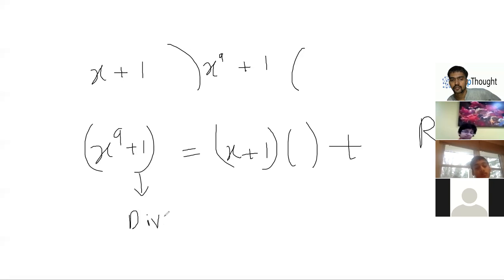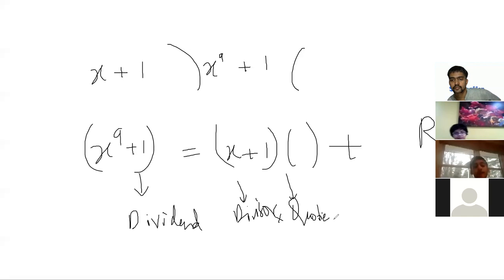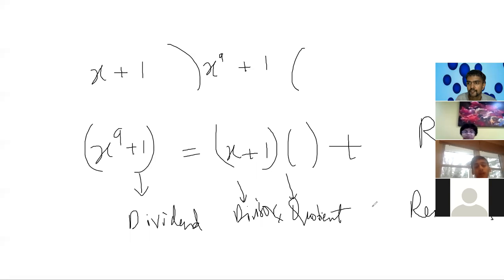Dividend is equal to divisor into quotient plus remainder. Yeah, that makes sense. A lot of times, because in variable math we can't use decimals. Well, we can, but it's a lot harder to use decimals. You don't really know what the variables are. So it is x plus 1 into something plus remainder, right?